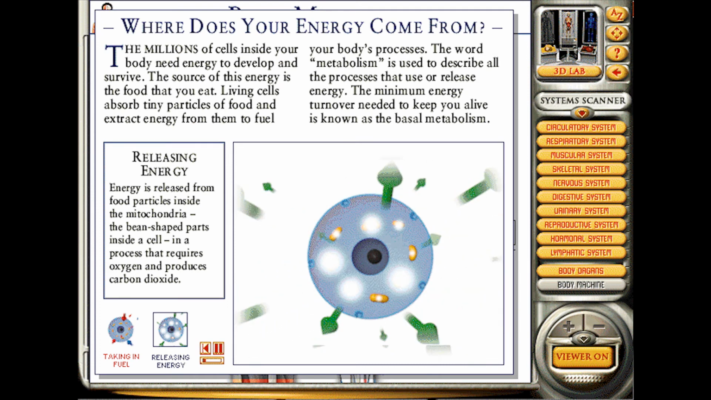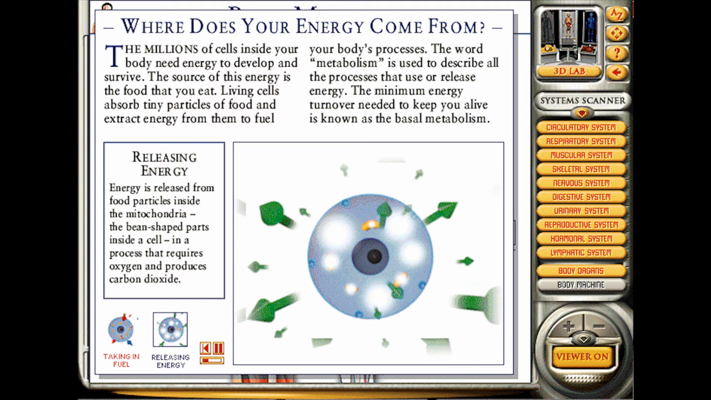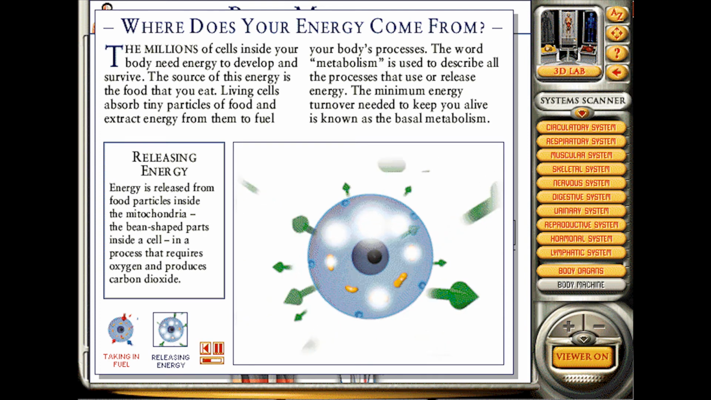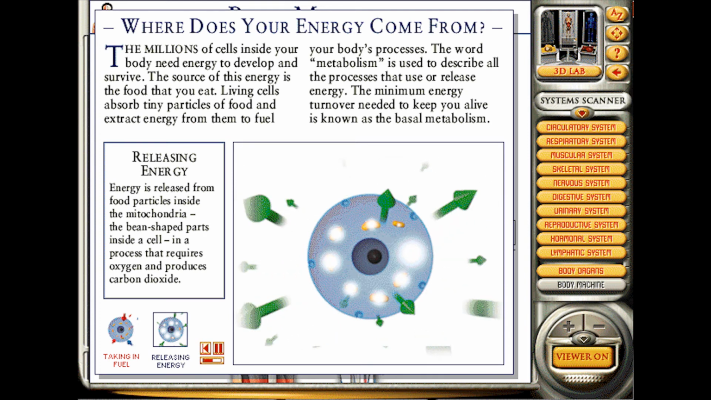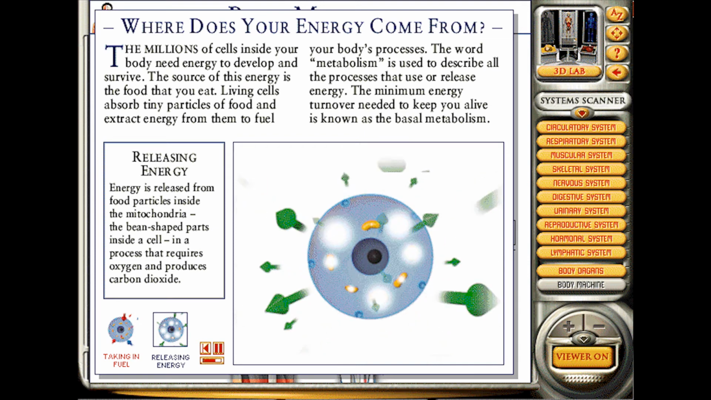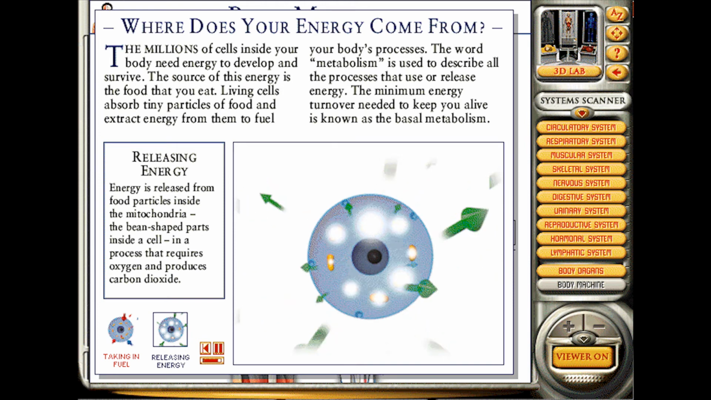The energy from food is released inside thousands of cell parts called mitochondria in a process that requires oxygen. Carbon dioxide, which is represented by the green arrows, is a waste product of this process. The energy is used to fuel all the chemical reactions that maintain and repair the cell, and to provide heat for body warmth.